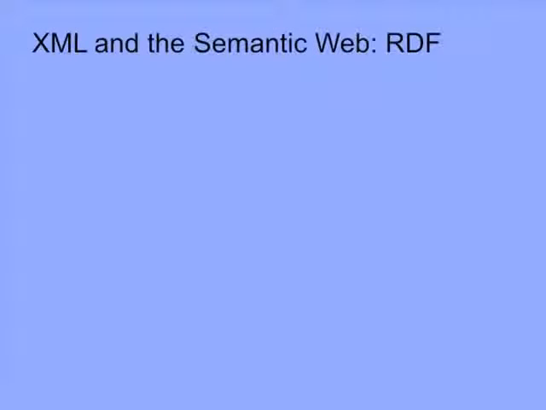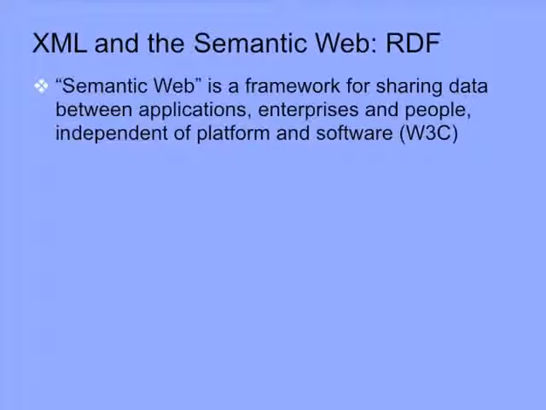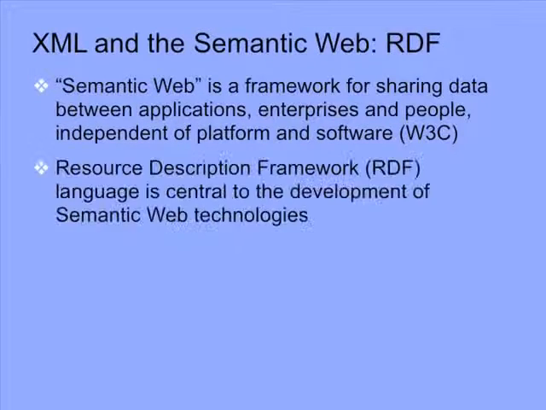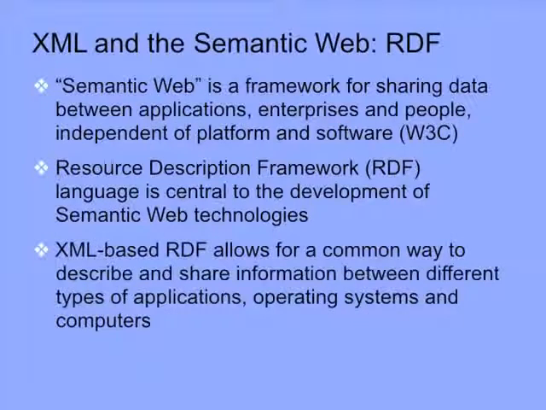The semantic web is a framework for sharing data between applications, enterprises, and people, independent of platform and software. Resource Description Framework Language, or RDF, is central to the development of the semantic web. Using XML-based RDF allows for a common way to describe and easily share information by different types of applications, operating systems, and computers.